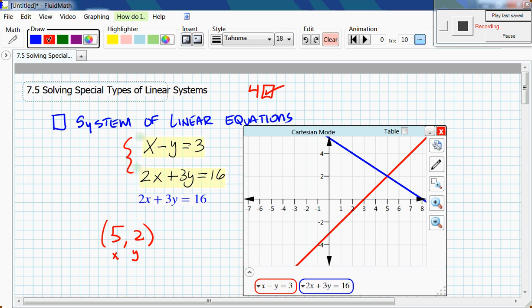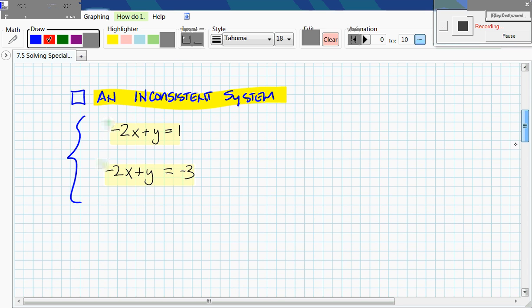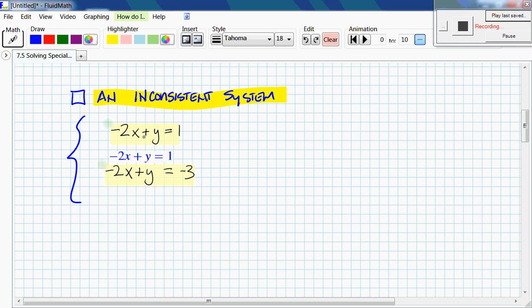And remember, there's 3 ways that we can solve a system of equations. We can either solve by graphing, which we did here, solve by substitution, or by elimination. Well, what happens when the graphs don't turn out to be exactly the same? So take this one for example. I have negative 2.